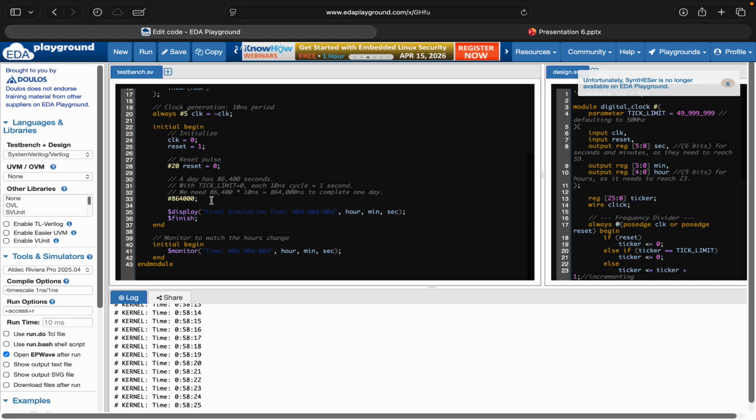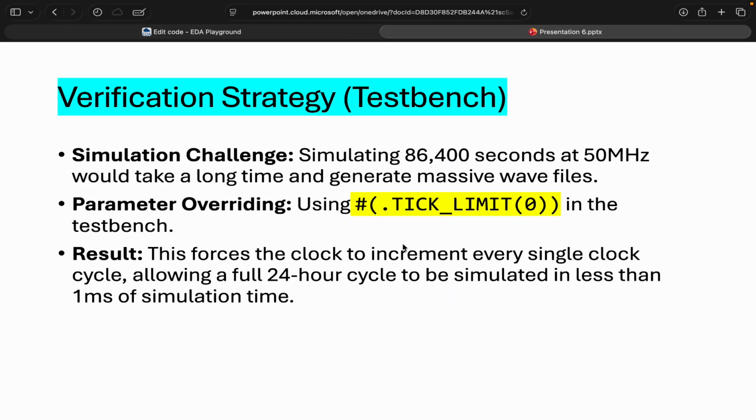If you use any better EDA tools like Xilinx Vivado or Xilinx ISE, you can go up to this. You can complete the whole simulation. I hope you understood how to do this project. It's a very small project.